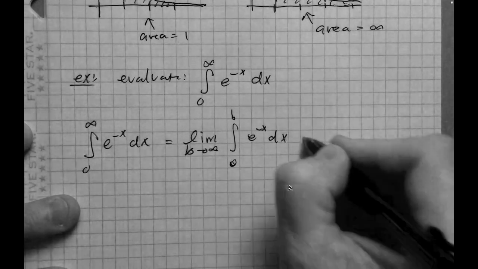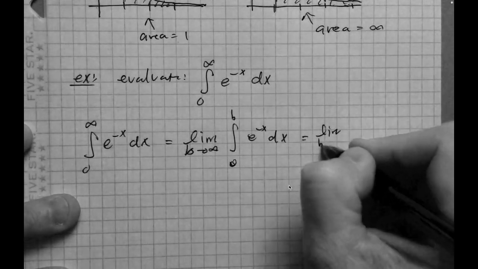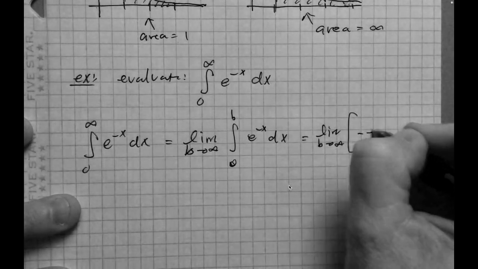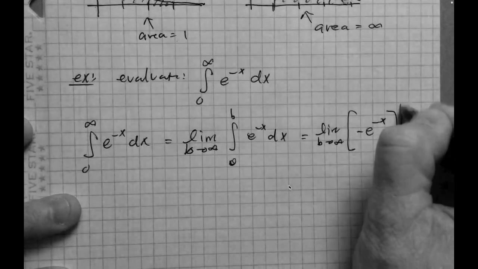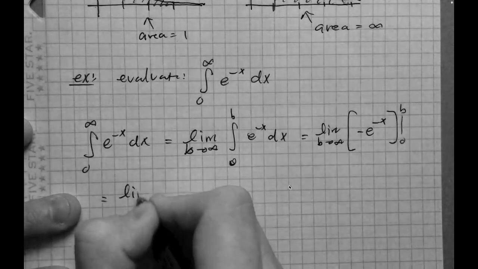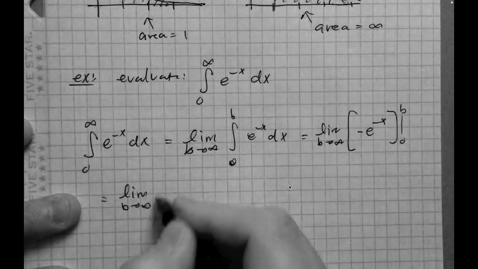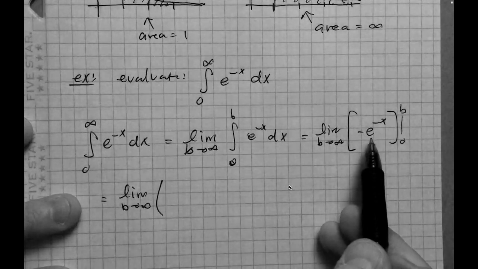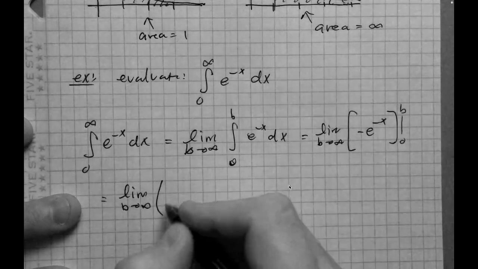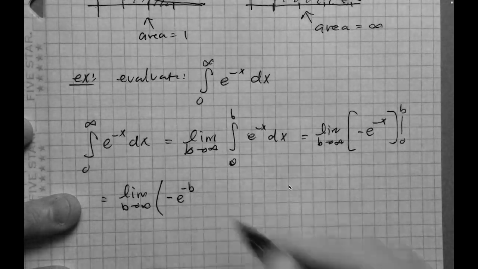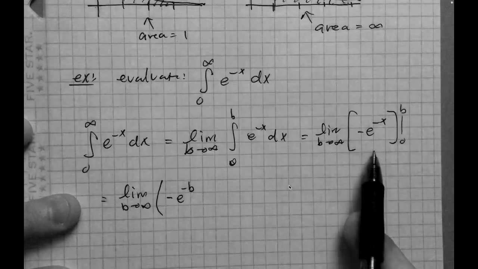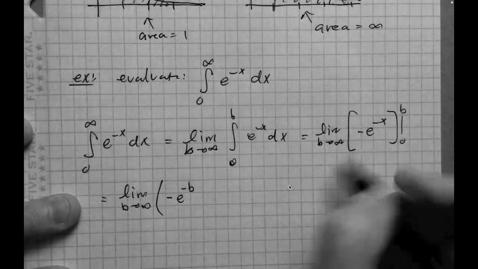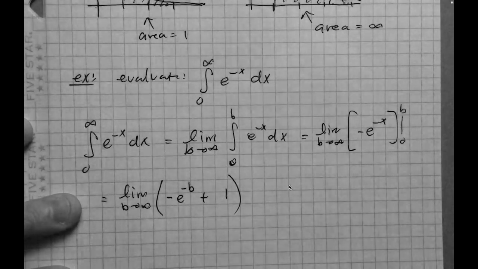And so it's the limit as b goes to infinity of, now what's this integral? Well, it's negative e to the negative x from 0 up to b. So the limit as b goes to infinity of, now what do we get here? We get negative e to the negative b, and then minus negative e to the 0 power, so that'd be like minus a negative, plus 1, right?